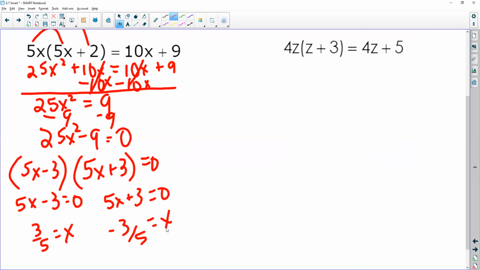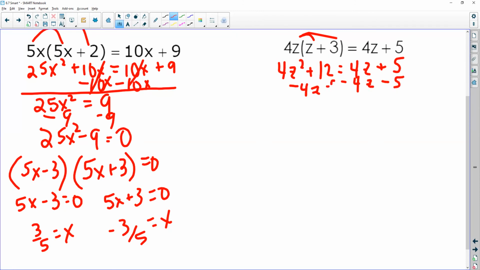Try the next one. Standard form first. Factor. Work through. Ask yourself all the questions. You can do this. So distribute. 4z squared plus 12 equals 4z plus 5. Well, I'm going to move the 4z over to the other side and move the 5. So 4z squared minus 4z, 12 minus 5 is positive 7, 0.